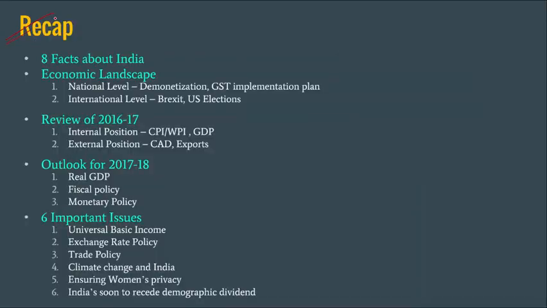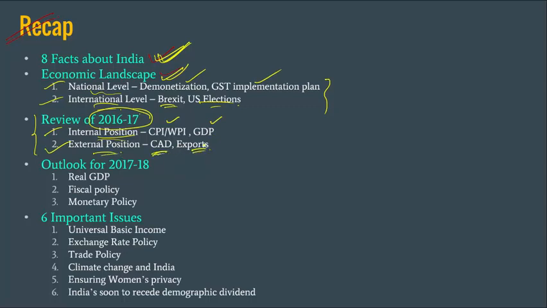So that's all in this chapter. Let's have a quick recap here. First of all, we saw 8 facts about India. Then we saw the economic landscape where we spoke about the national level major developments, for example demonetization and GST implementation plan. And on the international level, the major events were Brexit and US elections, which may impact the global economic scenario. Then we had a quick review of 2016-17 outcomes. There we examined the internal position with the help of CPI and WPI figures and the GDP, which looks quite healthy, and the external position also is healthy. Current account deficit is going down and exports are improving.